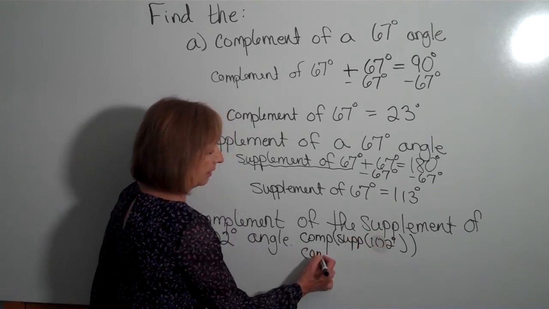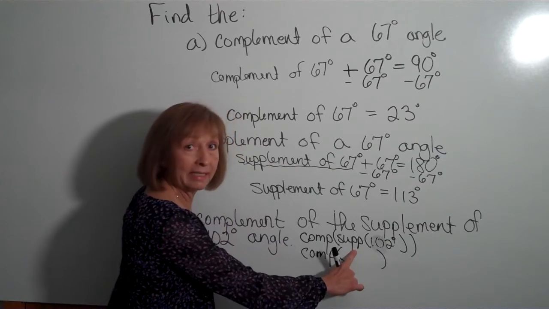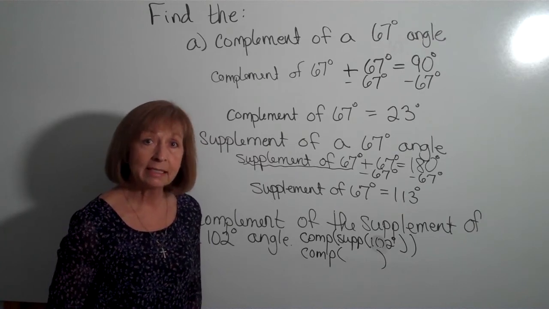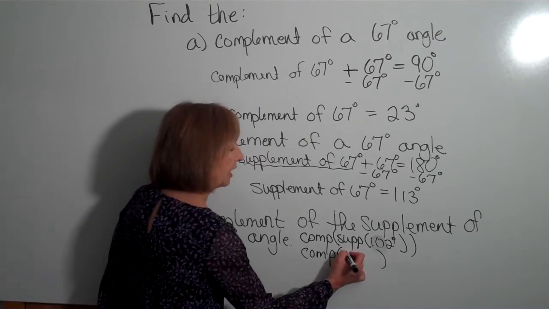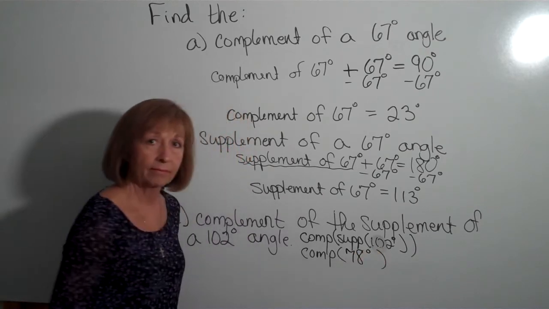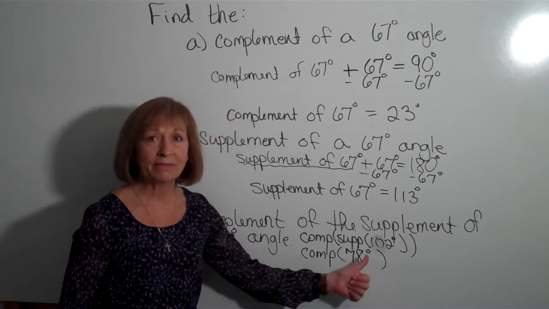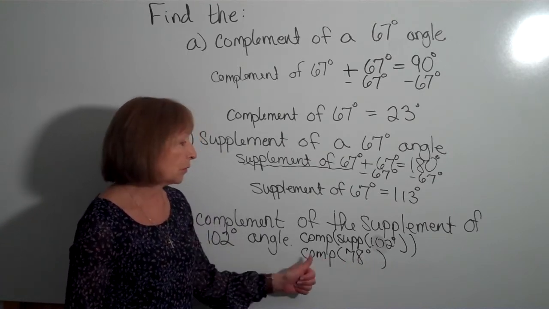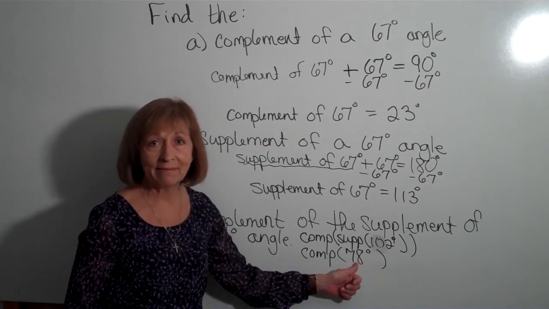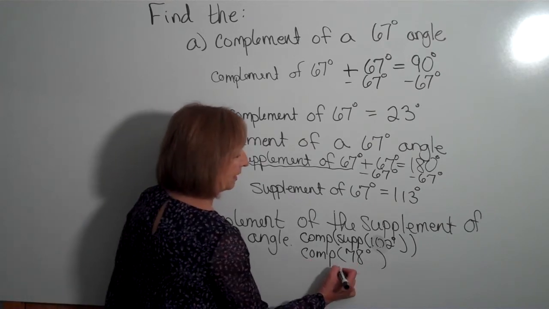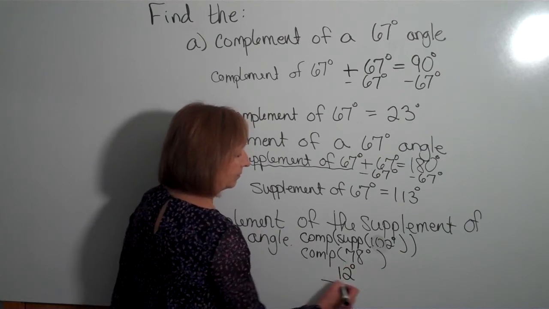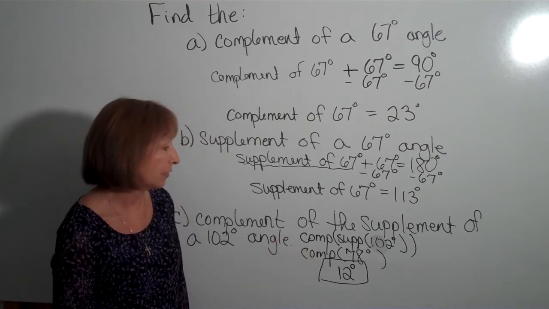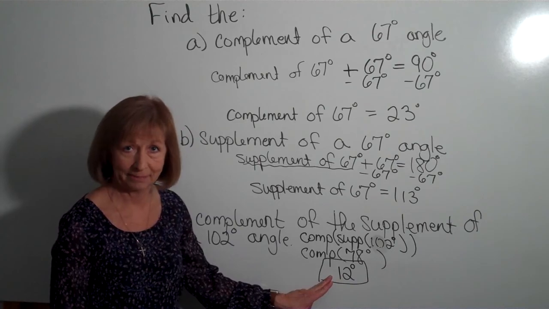So the first thing I need to do is think, well, what's the supplement of a 102-degree angle? Take your 180 degrees, subtract 102 degrees, and you'll get 78 degrees. Now find the complement of a 78-degree angle. So complement, the two angles add up to 90 degrees. So 90 degrees minus the 78 degrees is going to give me 12 degrees. So my complement of my supplement of a 102-degree angle is 12 degrees.